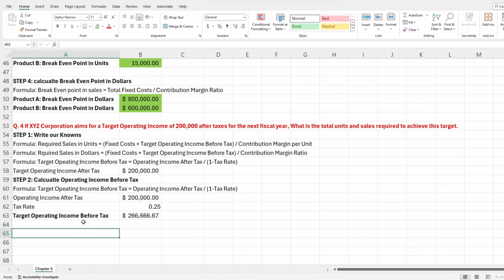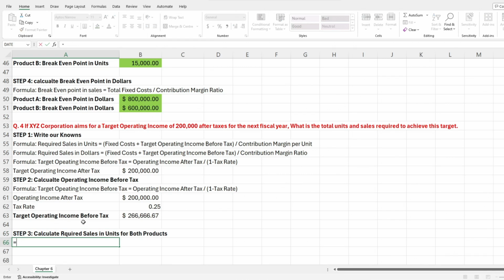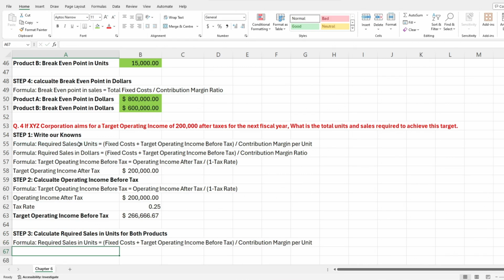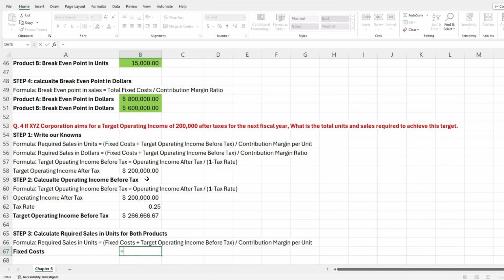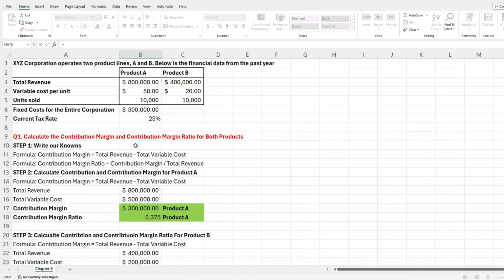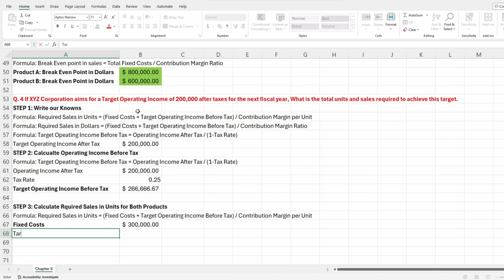All right. So now we could find step 3. Let's calculate the required sales in units for both products. I'll recopy the formula. So fixed costs, I'll just write all my knowns. 300,000. I can get this from all the way on top. Target operating income before tax. Since we're given after tax, now we found our before tax. So there you go.